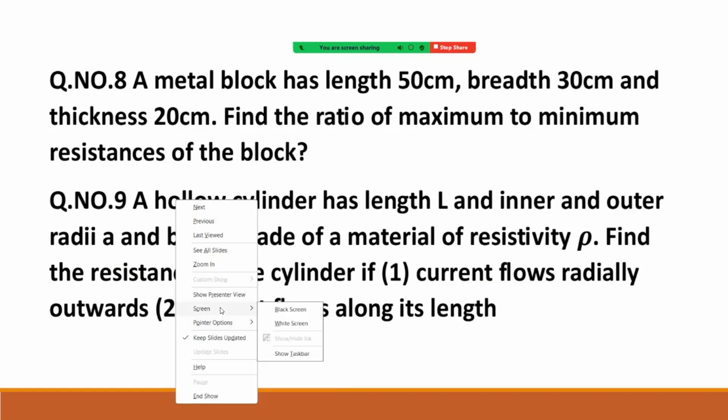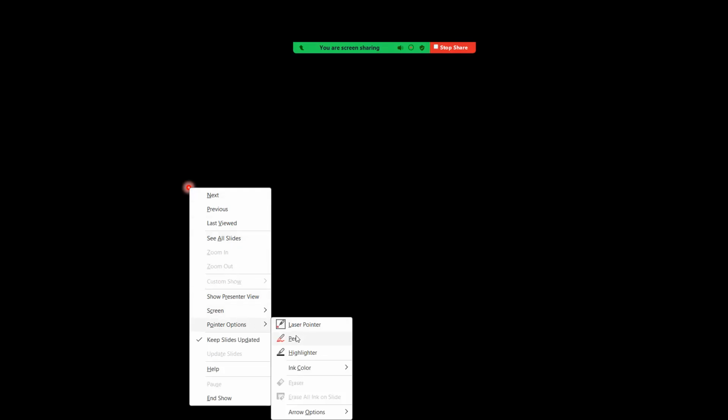So we know that resistance depends on which direction current is flowing. First one given: current flowing radially outwards. So we are seeing this from the top. It looks like concentric circles when we see from the top. Inner one has radius A and outer one is B.